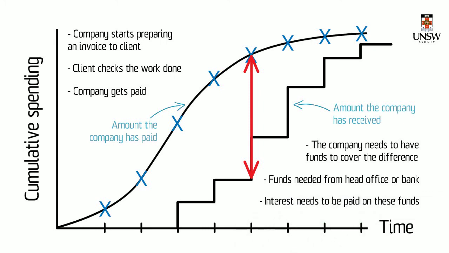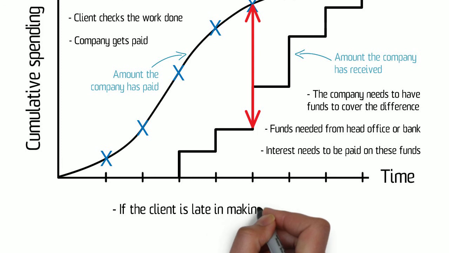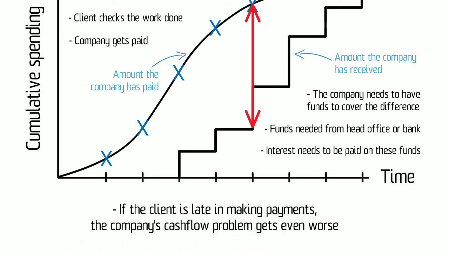This interest will be proportional to the area between the two lines. If the money comes from the bank, then obviously the bank will expect to be paid interest on the money it lends. However, even if the money comes from head office, they will expect interest to be paid on the money in order to cover their own costs. Now this assumes that all payments are being made on time. If the client is late in making payments, then the cash flow problem becomes even worse and this gap gets even bigger.